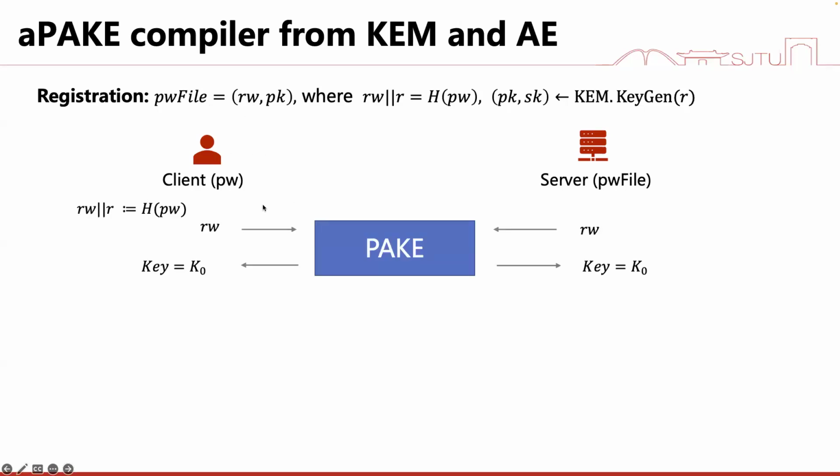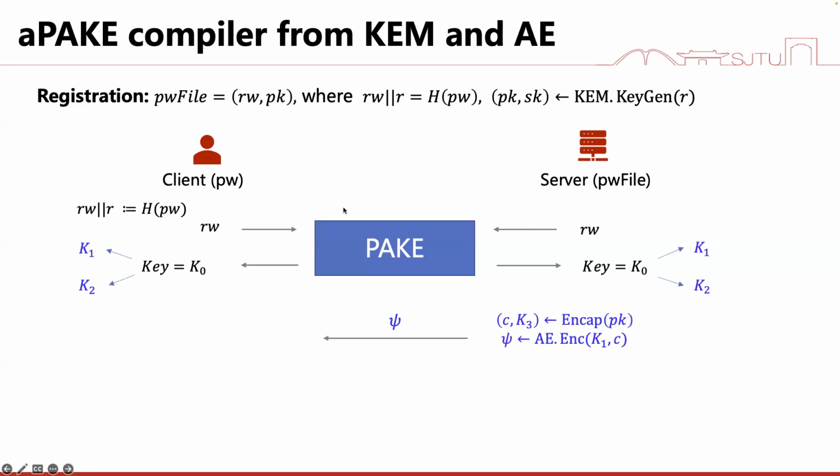And when the client wants to exchange a session key with the server, it first derives the RW and the randomness R from its password. And then the client and the server can run a PAKE protocol using RW as a password. And finally, they can get a PAKE session key K0.